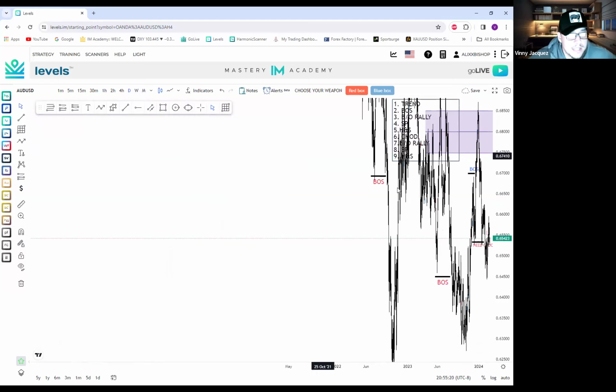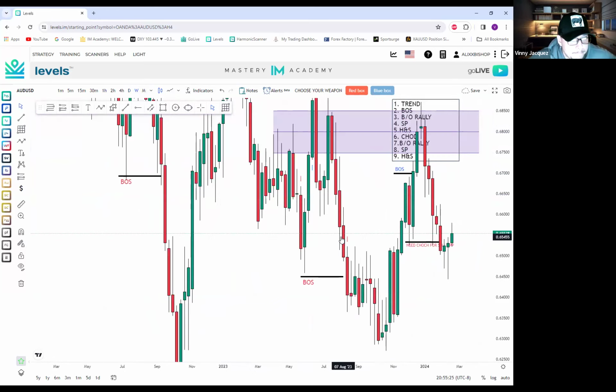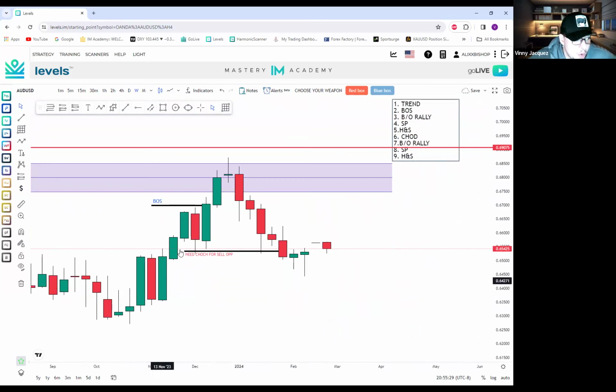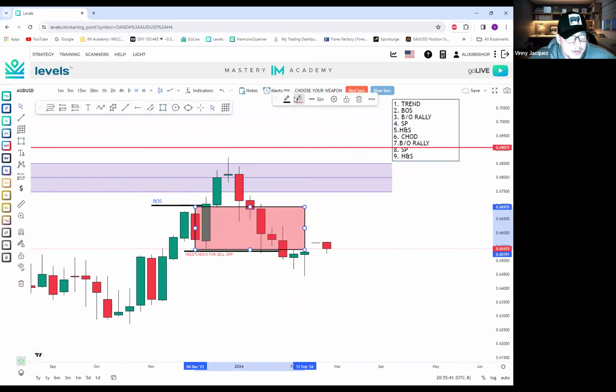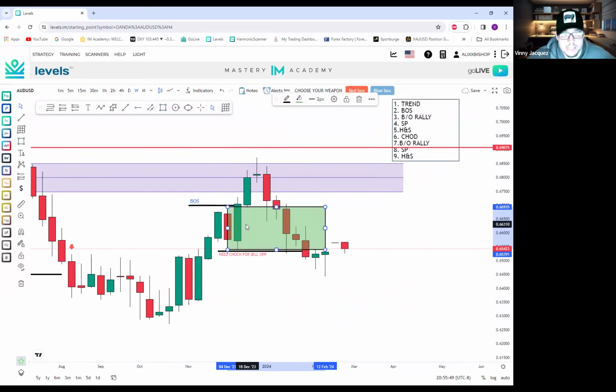So let's go back up to the daily. Was it the daily? It was the weekly. So, trend. Market was going bullish in this area. Do we get a BOS? Yes, we do. Do we get a breakout rally? Yes. Do we have a starting point? Yes, we do. Right? That should be green because it's a buying starting point. Now, do we have a head and shoulder? This doesn't really look like a head and shoulder, but that's okay. The point is to be able to see it. Now, do we get a change of character? Yes, we do.